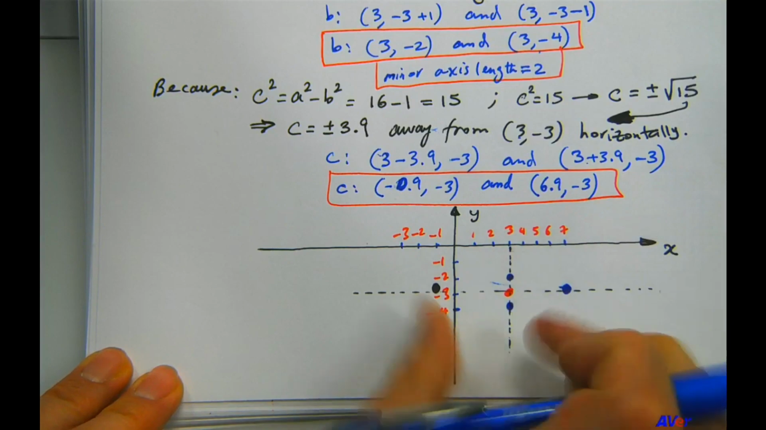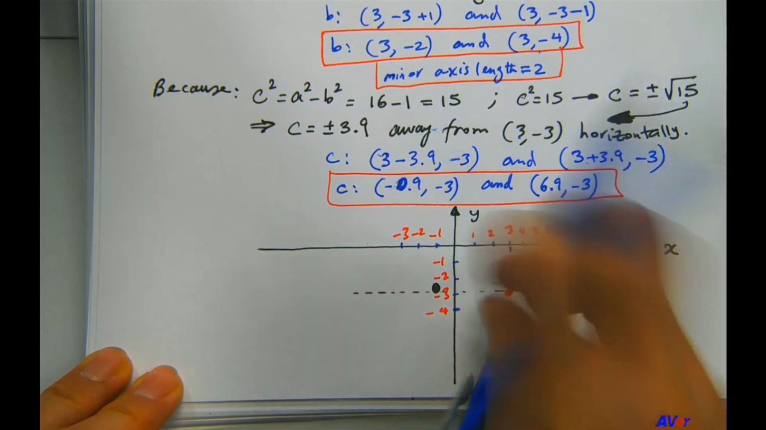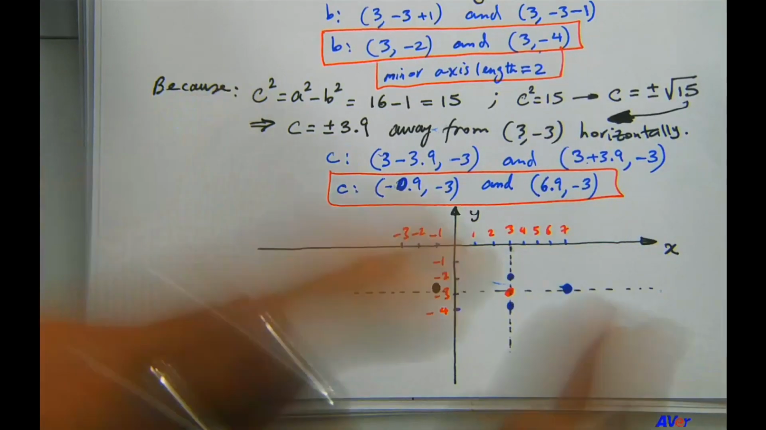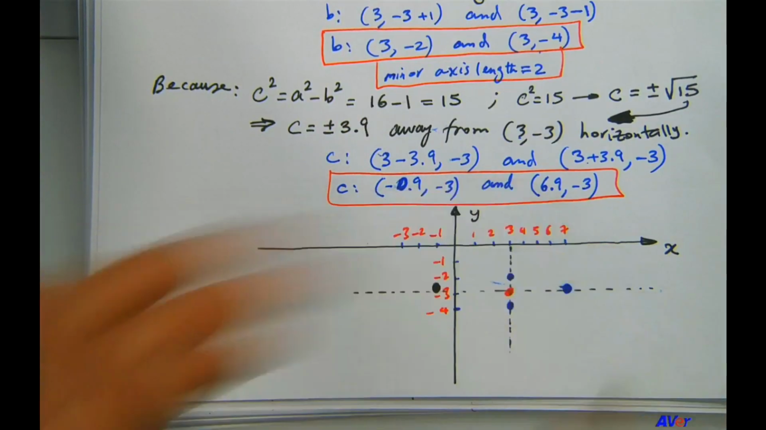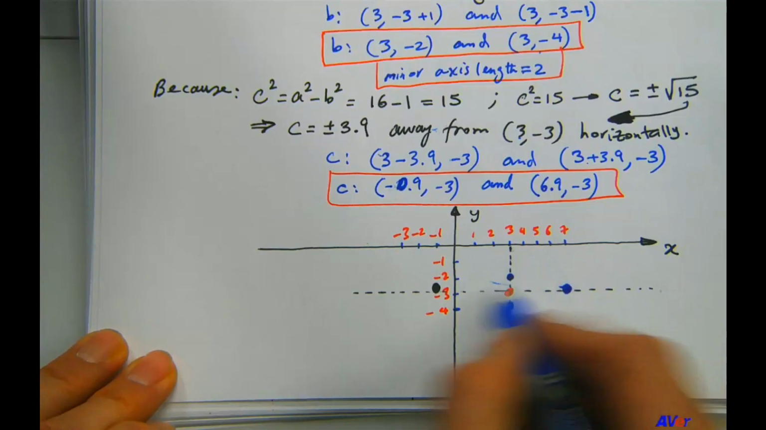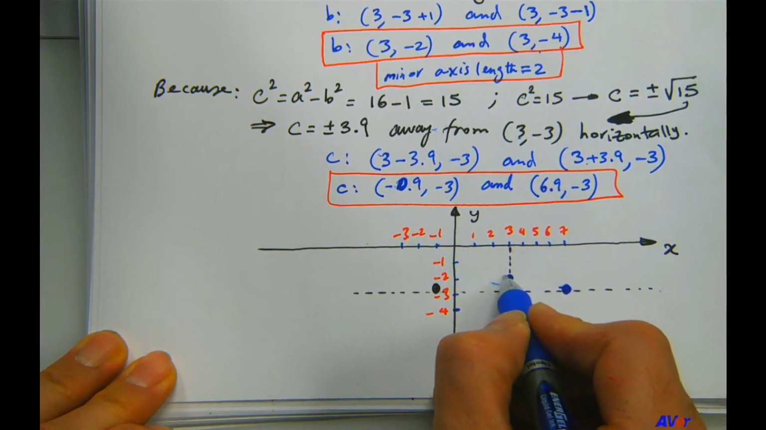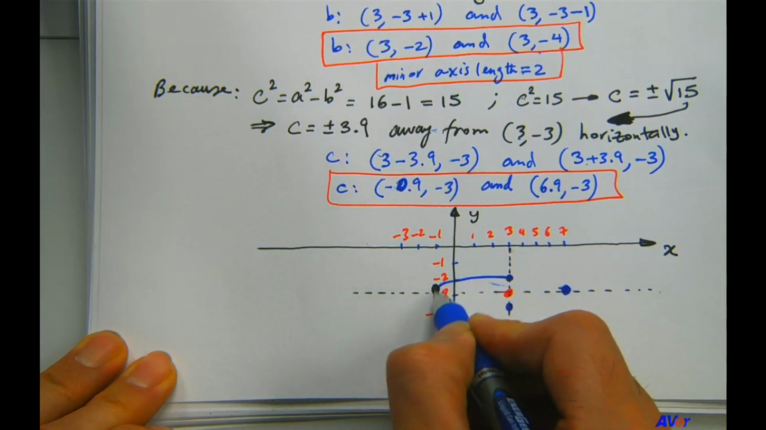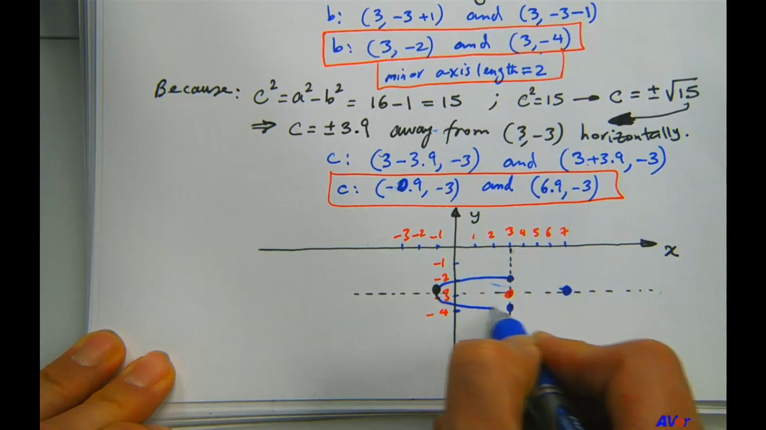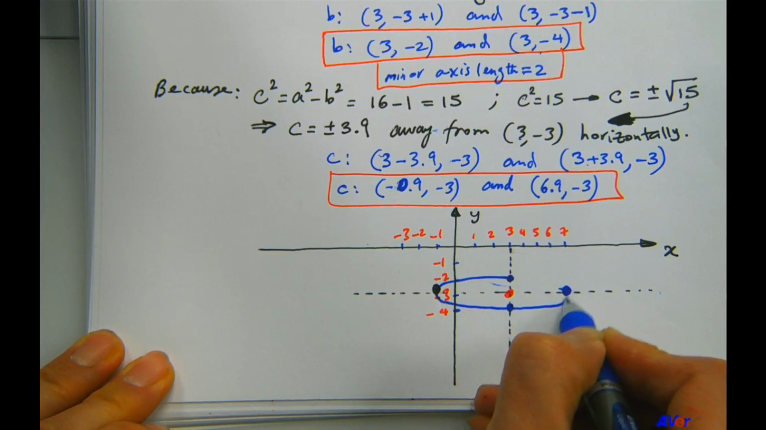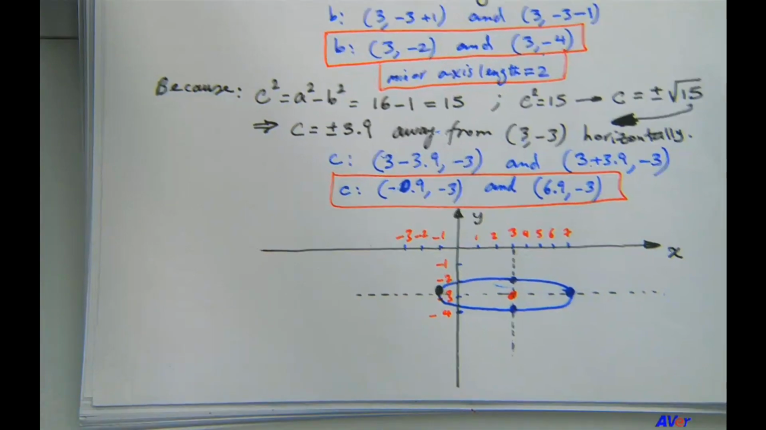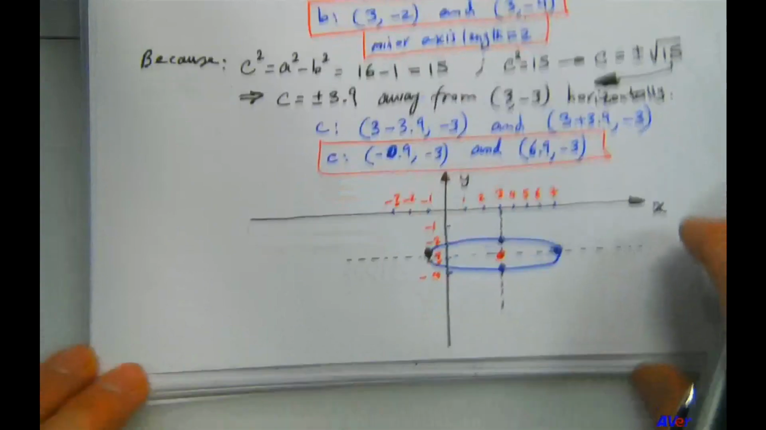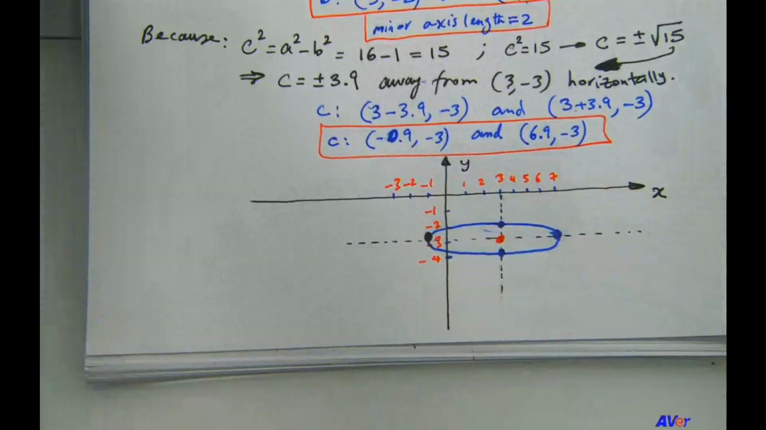So this is a very narrow or squished ellipse. It's squished in the horizontal direction. So let me draw this ellipse. It should look something like this. Like that. But I haven't found the location of the focal points yet.